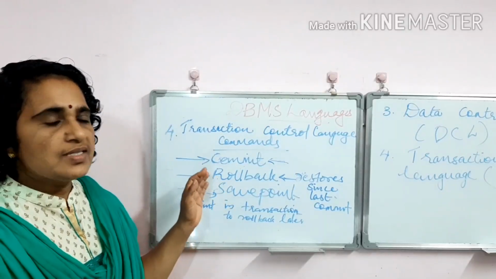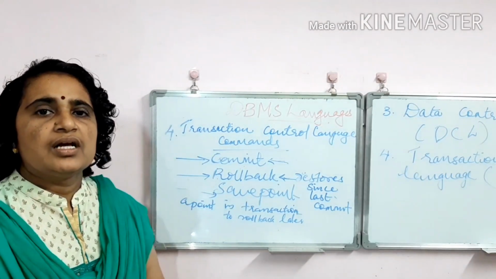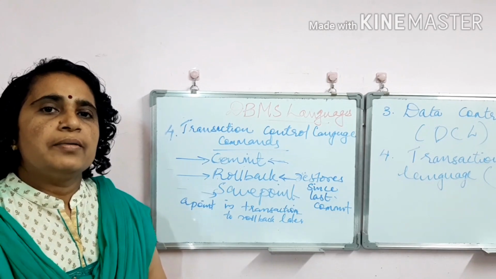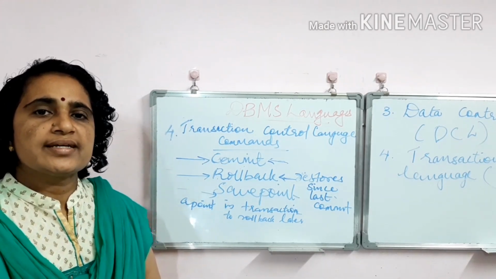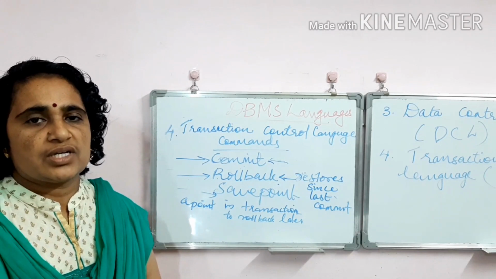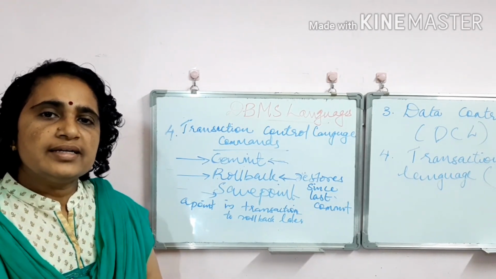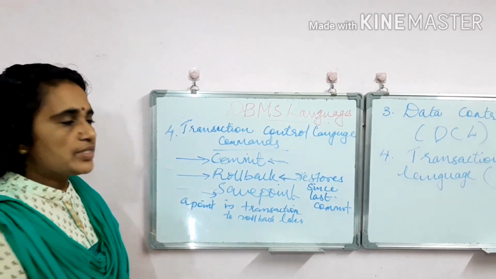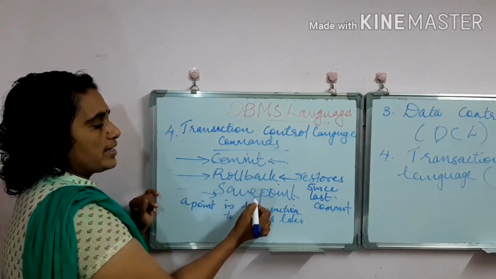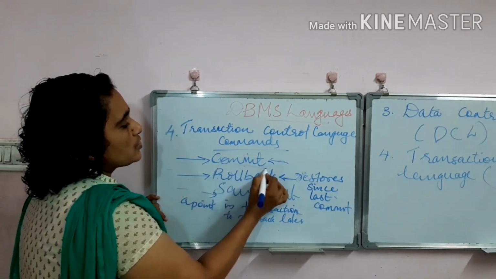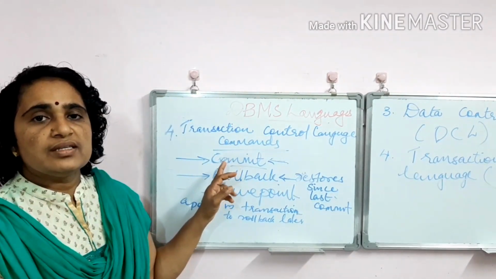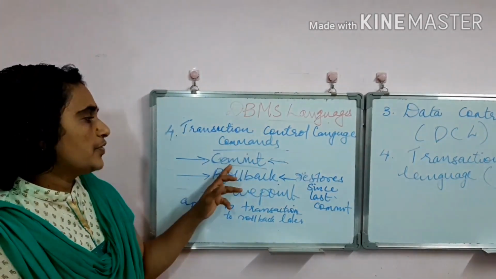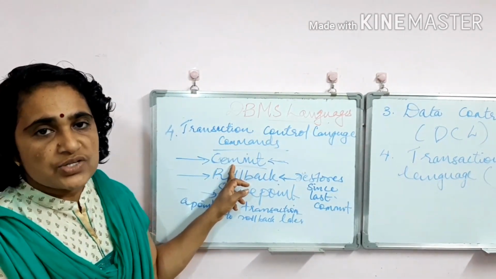The fourth language is transaction control language. We know that a transaction is a logical unit of work. Any work that is done in a database is called a transaction. So the transaction control language commands are commit, rollback, and save point. A commit command is used to save the work. Any transaction that is done in the database can be made permanent by using the commit command.